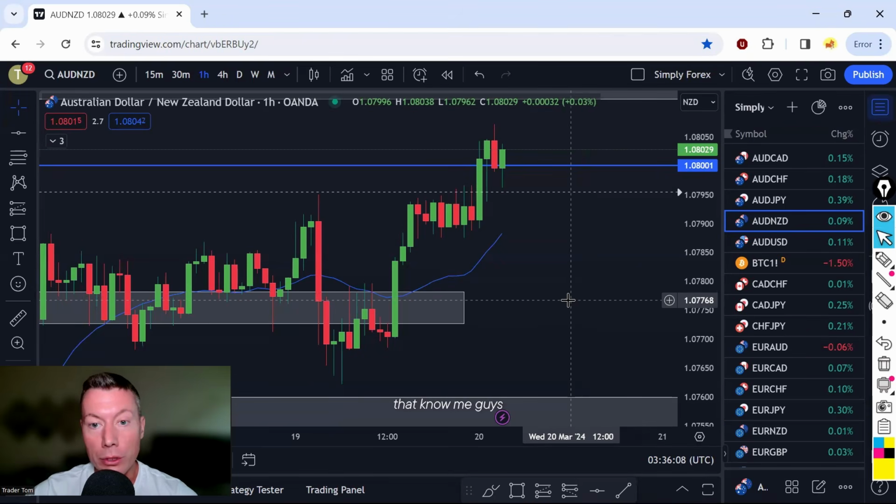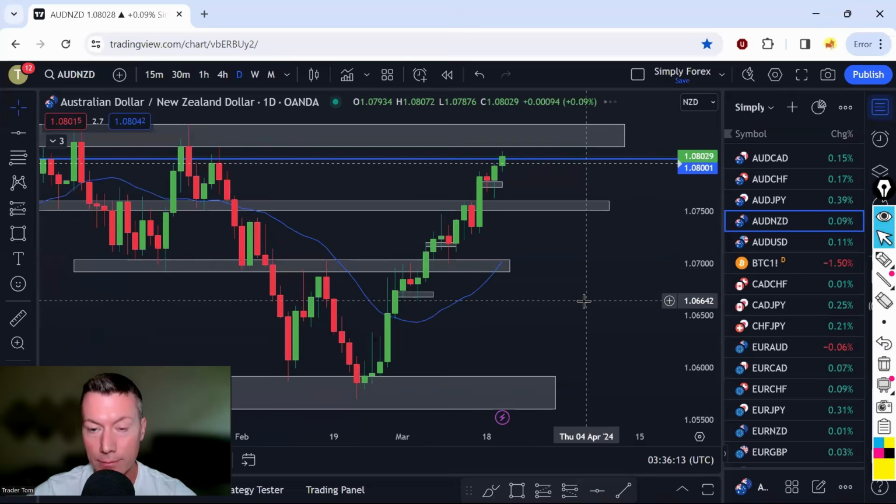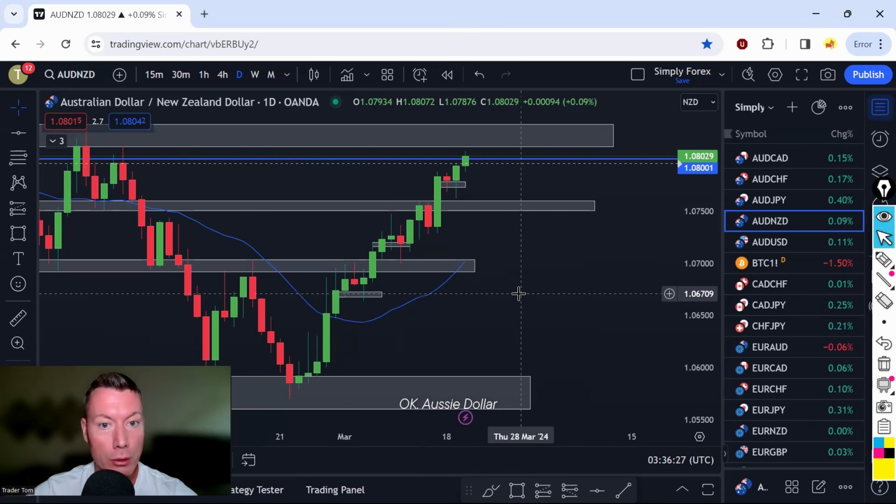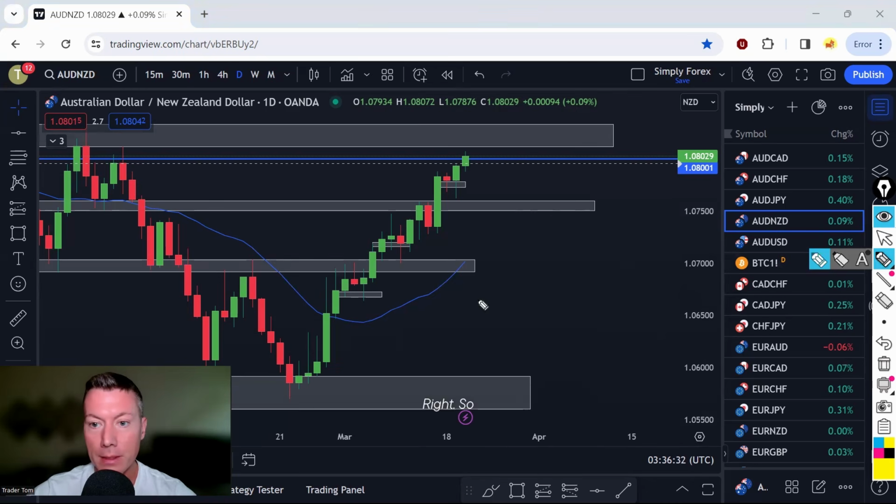Now, those of you that know me know that I do a top-down approach, and that doesn't change. We still need our daily bias for direction. And if you're not sure how best to do this, then check out my tutorial on the daily filter and how I filter my trades. But Aussie dollar New Zealand dollar is a trade I'm looking for buys. So why is that? Well, we're in an uptrend.